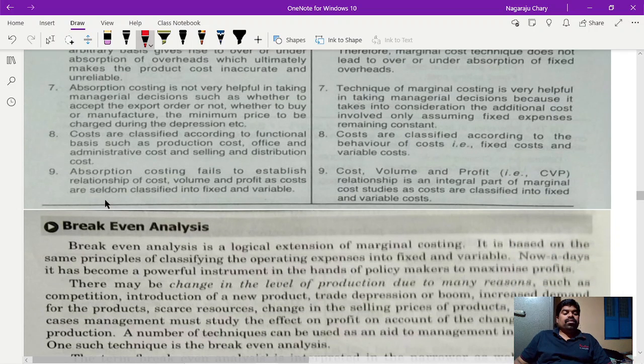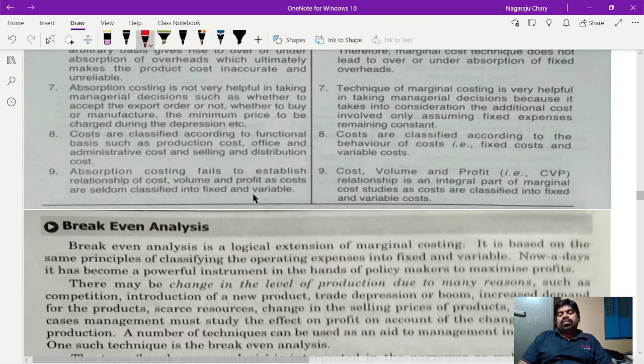Okay. Now the last point: absorption costing fails to establish the relationship of cost, volume, and profit, as costs are seldom classified into fixed and variable cost. So under the method of absorption costing, rarely can fixed and variable cost be segregated. That means in the total cost you may see fixed cost and variable cost together, so there is no segregation at all.